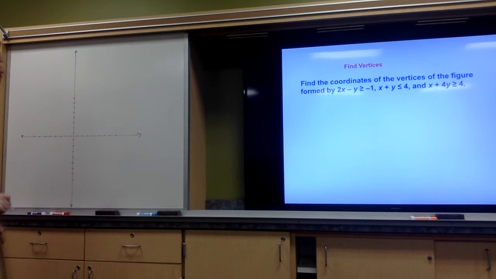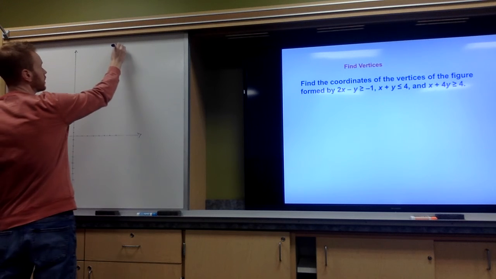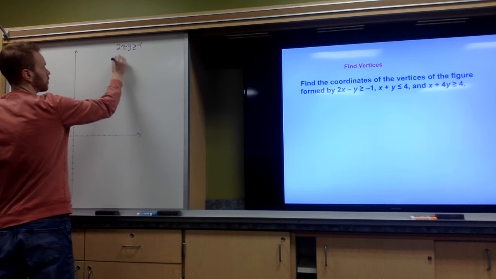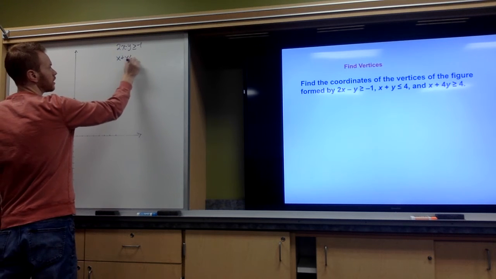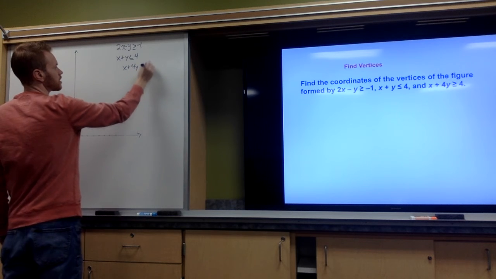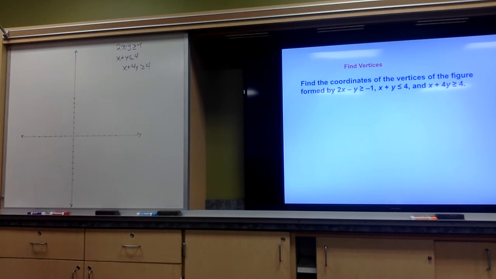Okay. So we have a lot going on in this problem, don't we? We have this inequality. We have this inequality. And we have this guy. We got three inequalities here. And it says, find the coordinates of the vertices of this figure that's formed by it.